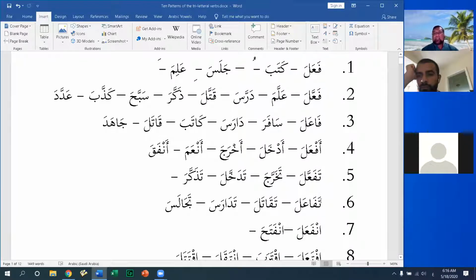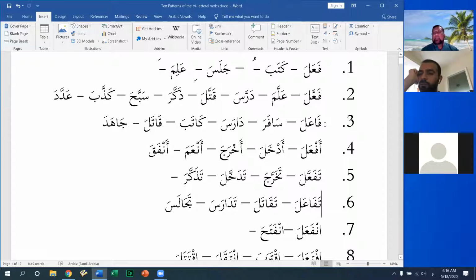All of these. Tafa'ala is similar to fa'ala, except you put the ta in front. So just like we have fa'ala and we make it tafa'ala for the fifth form, we take fa'ala and we put a ta also at the start, and we get tafa'ala. And this ta, of course, is not the ta of present tense. This ta is the ta of tafa'ala, the sixth form of the verb.